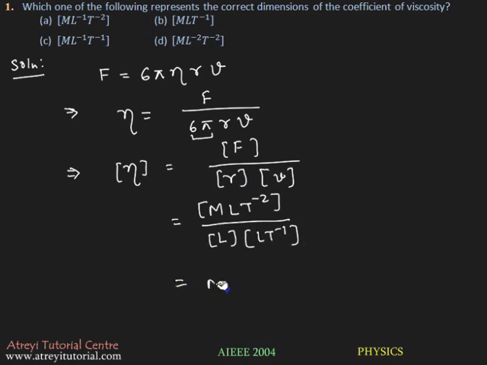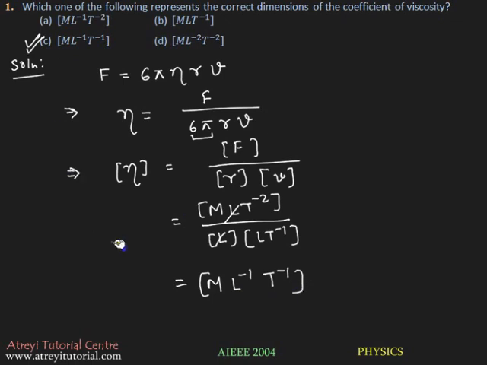So it would be M, and L is cancelled out, one L is left in the denominator, so it is L^-1. T^-1 will go in the numerator, so it will be T^(-2+1), which is T^-1. So the dimension of the coefficient of viscosity would be M L^-1 T^-1. Option C is correct.